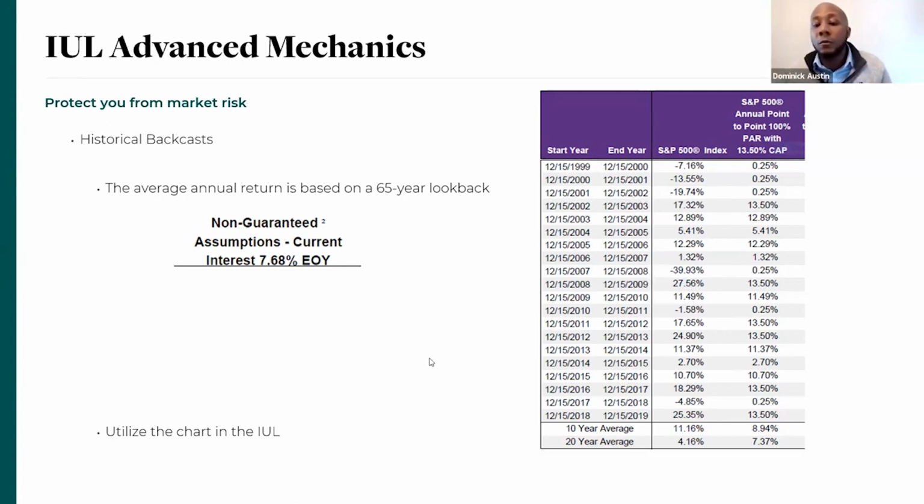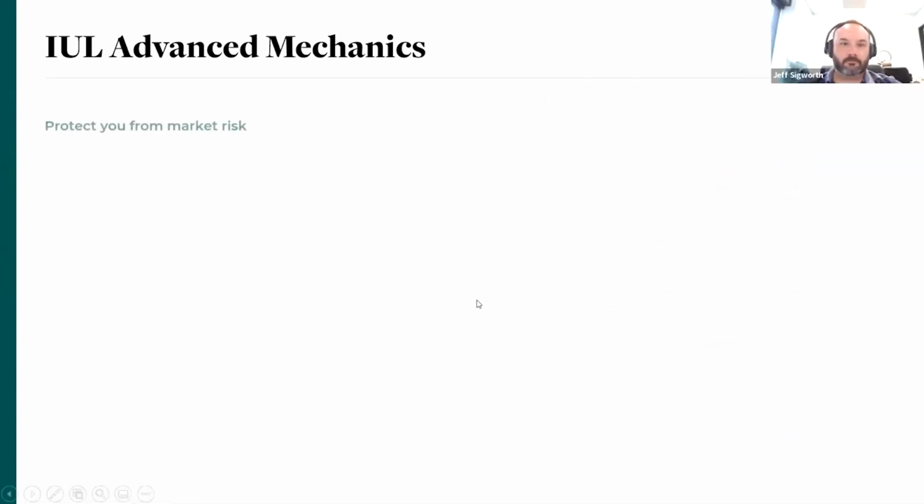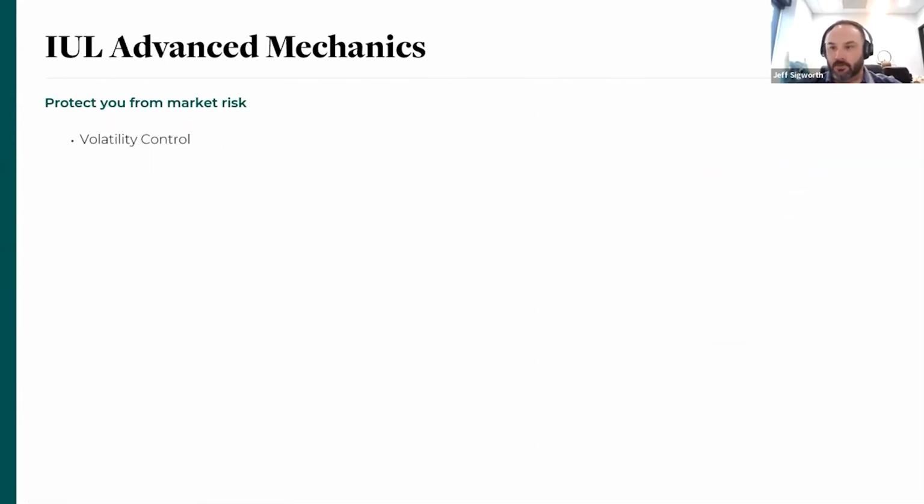So really, when I ask them that question, they just don't have that data yet. We don't know. You want to go back to the last 10 years? It did 8.94% on this index. You want to go back 20 years? It did 7.37. How's it performing right now? We don't know yet. But good question. So does anybody know how a volatility control index works?